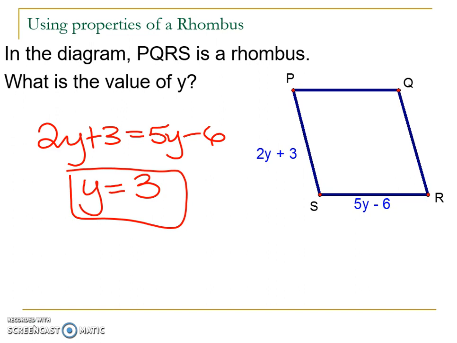Using properties of a rhombus. In the diagram, PQRS is a rhombus. What is the value of y?